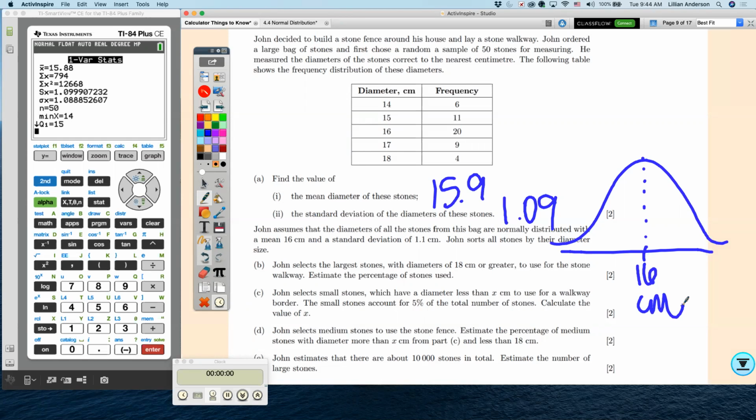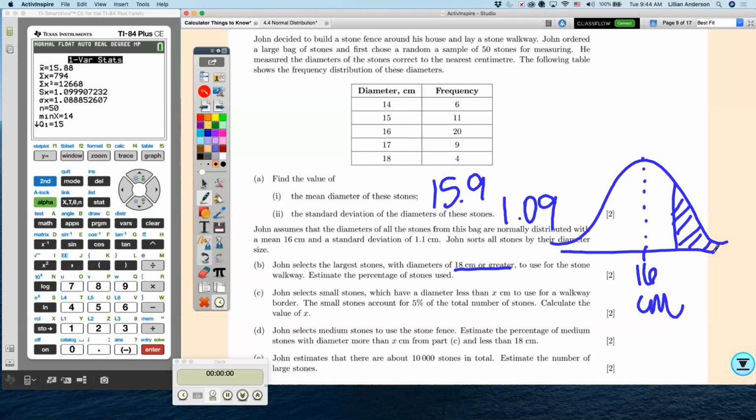So John selects stones with diameters that are 18 centimeters or greater. Is 18 to the left or the right of the mean? The right. And if it's 18 centimeters or greater, am I shading to the left or to the right of that line? That's greater. Estimate the percentage of stones used.